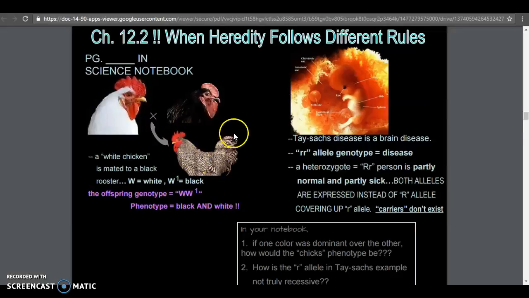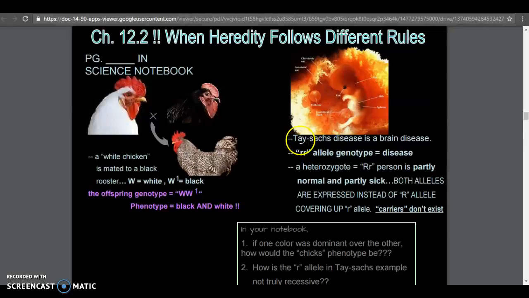The older chapters couldn't explain this pattern, the fact that some feathers are black, some are white. Before, in chapter 10, it would have been either black or white. I mean, you couldn't have a chicken that was both colors at the same time. So this section, 12.2, really just investigates what explains these patterns, because heredity is more complex than just having one single dominant allele and one single recessive allele.